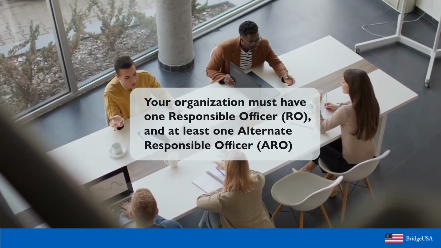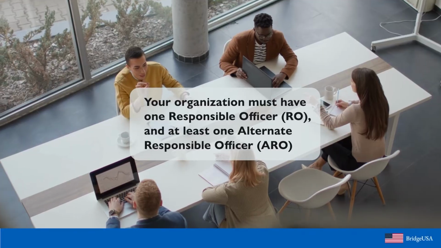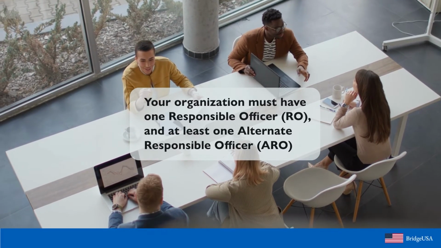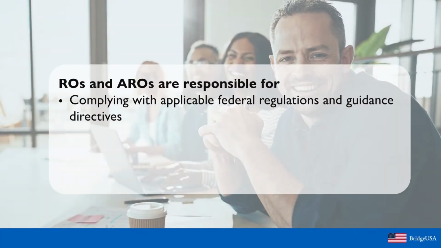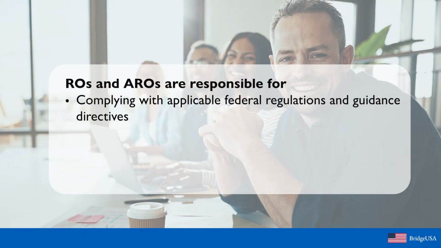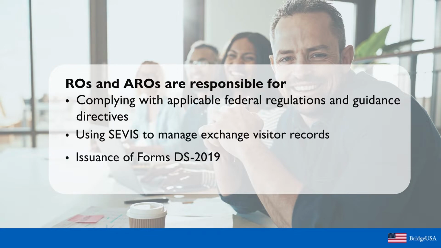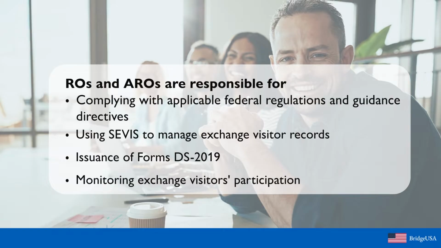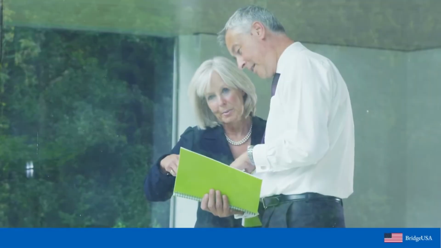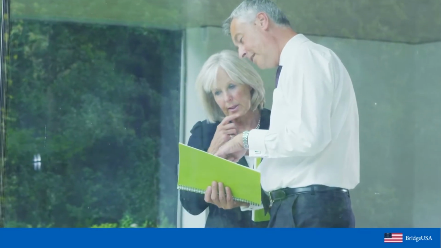Your organization must have one responsible officer, RO, and at least one alternate responsible officer, ARO. ROs and AROs are responsible for complying with applicable federal regulations and guidance directives and using SEVIS to manage exchange visitor records, which includes issuance of Forms DS-2019 to qualified candidates and monitoring exchange visitors' participation throughout their programs. As an official, you are required to keep the details of your program up to date.